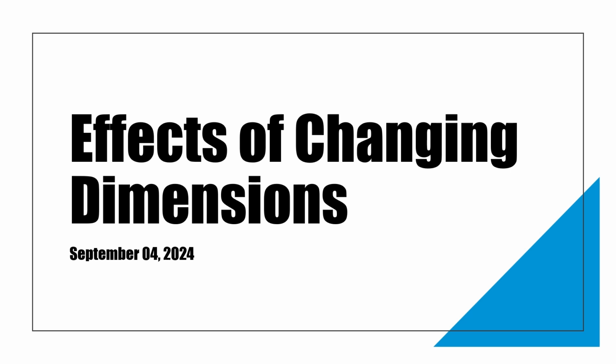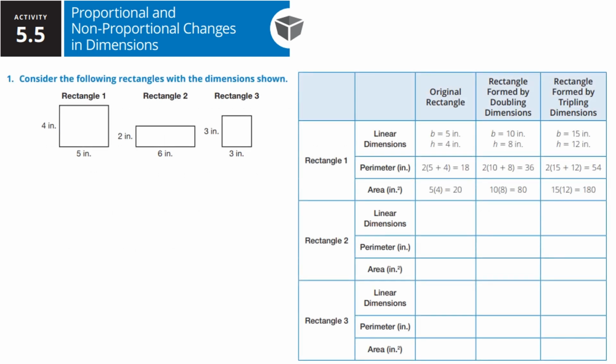Hello, this video is about the effects of changing dimensions. In this lesson we will explore what happens to the area and perimeter when we increase the length and width of a rectangle. Here we will fill in the table based on the given rectangles to the left. The table has already completed the first rectangle.